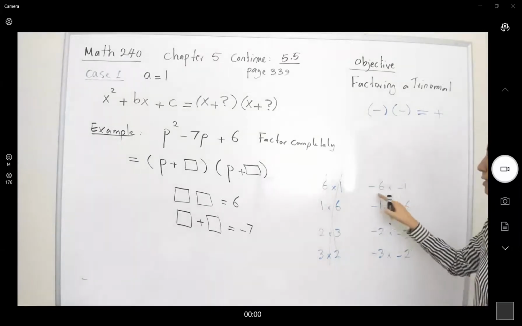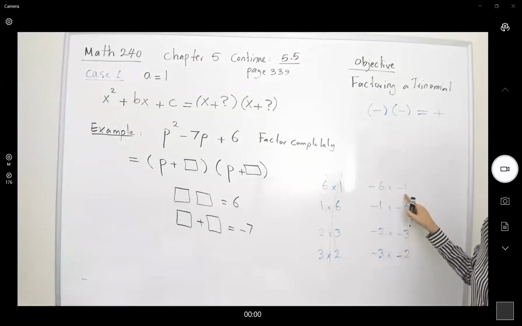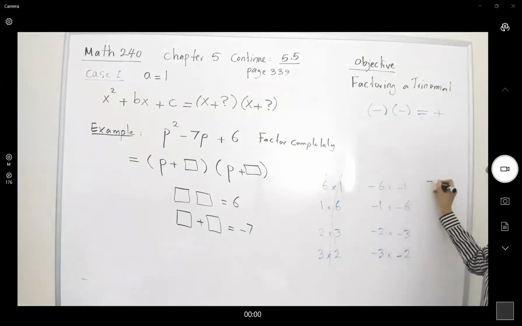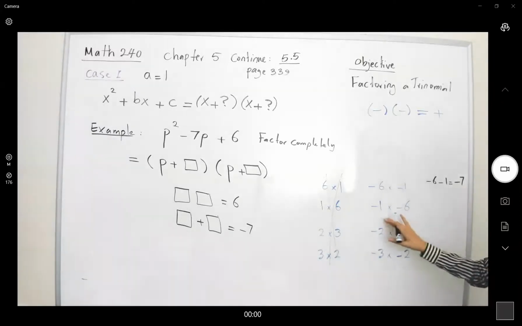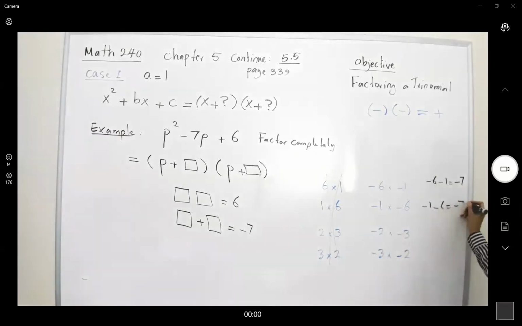Okay, negative 6, negative 1. Of course, the multiplication is equal to positive 6. What if I add these two? Negative 6 minus 1 is negative 7. Well, I'm so lucky. I found this. What about this? If I change the order, negative 1 minus 6 is also negative 7. But these two numbers are the same. We just change the order.